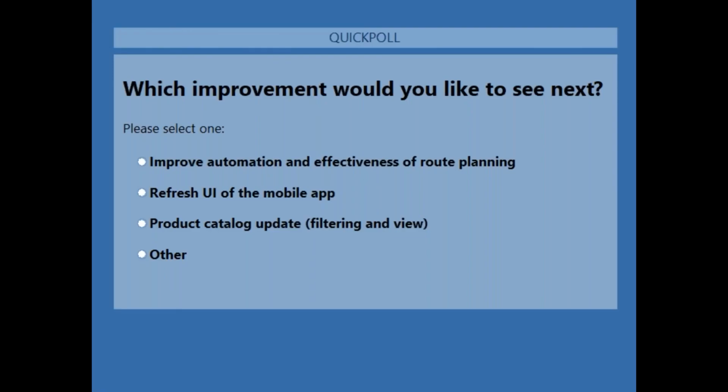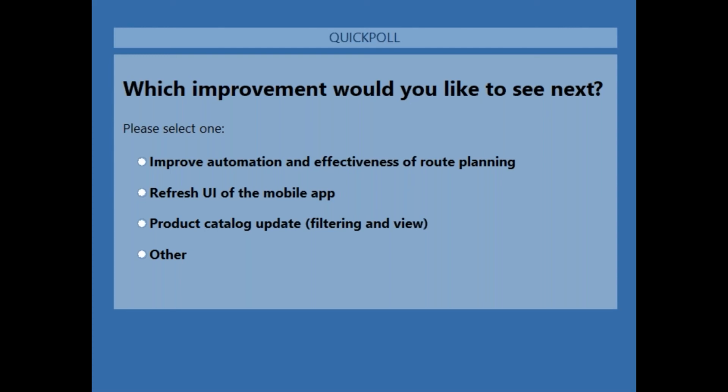Which improvement would you like to see next? The improved automation and effectiveness of route planning, refresh UI of the mobile app, product catalog update, filtering and viewing, and some other, which is not listed here. So this question is of course about improvements you haven't seen in this webinar, but you would like to see in one of the next webinars, because we will add it into our solution.